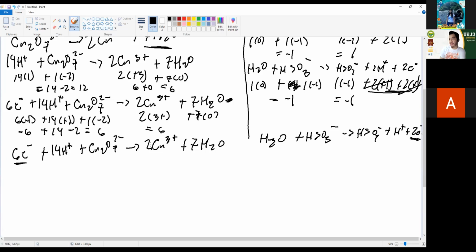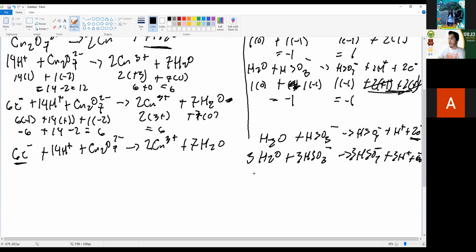ito, pag dinivide mo to ng 3, 14 divided by 3, hindi siya divisible ng whole number. 7 din, hindi siya divisible ng whole number. So mas maganda, mag-multiply na lang tayo ng 3 dito sa HSO3 negative half reaction. So mangyari, so 3 water plus 3 HSO3 negative will yield 3 HSO4 negative plus 3H plus 6 electrons. Yan. So ganun pa rin yung charge niyan.